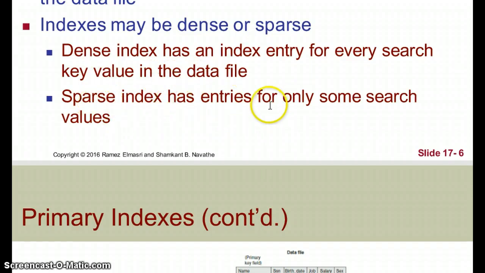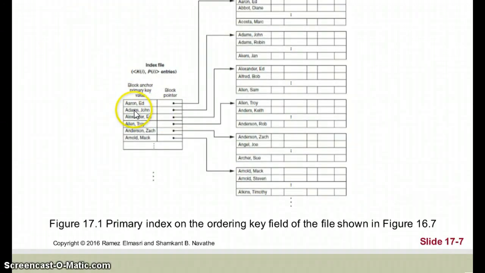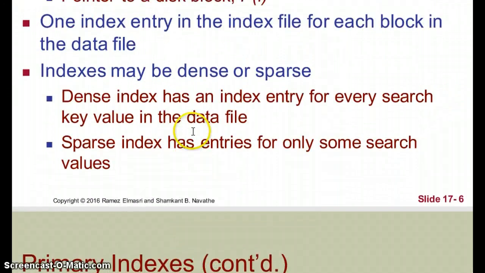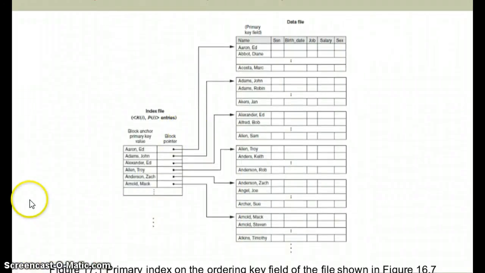And a sparse index has entries for only some search values. Here in our index file we have only some entries. What are the entries? Entries are the first data of each block, that are the block anchors. So primary key indexing is a sparse type of index. Okay, so this is primary key index.